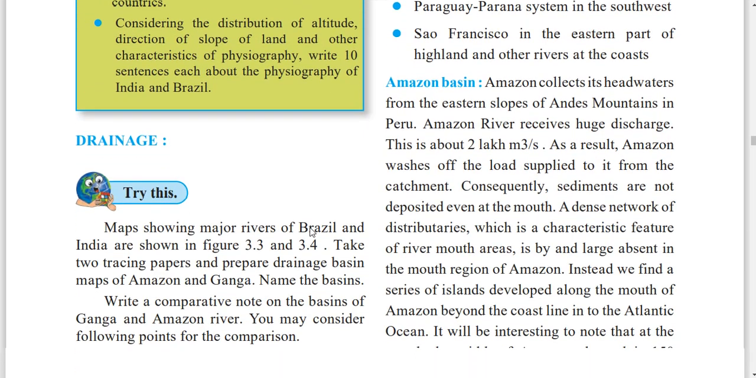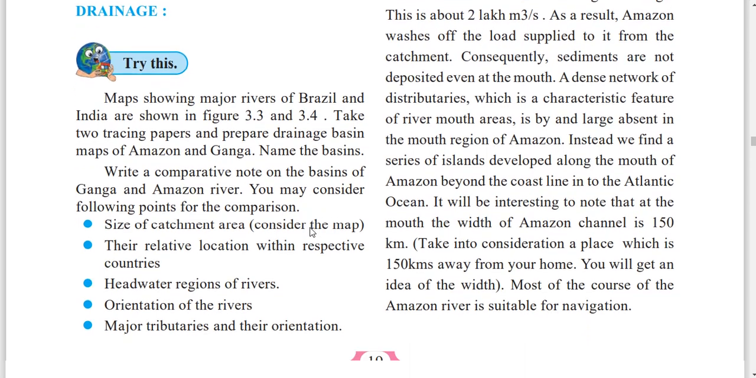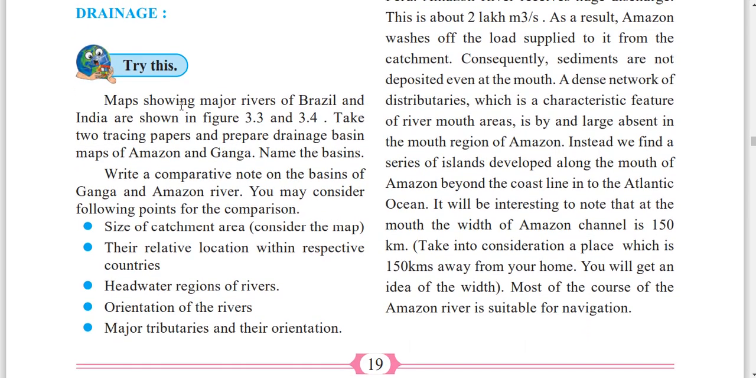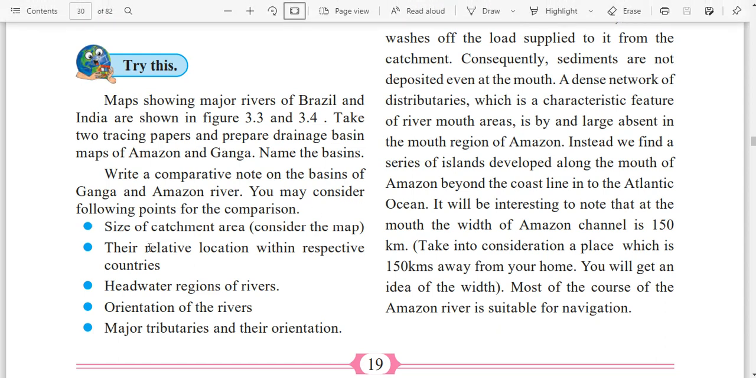Drainage. Try this. Maps showing major rivers of Brazil and India are shown in figures 3.3 and 3.4. Take two tracing papers and prepare drainage basin maps of Amazon and Ganga. Name the basins. Write a comparative note on the basins of the Ganga and Amazon rivers. You may consider the following points for the comparison.